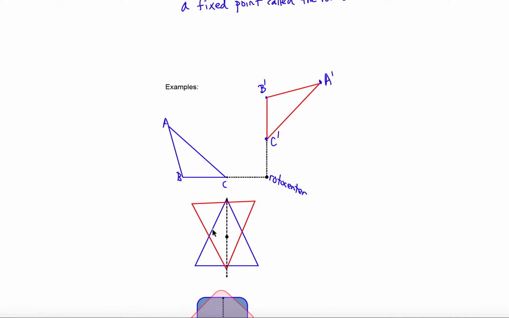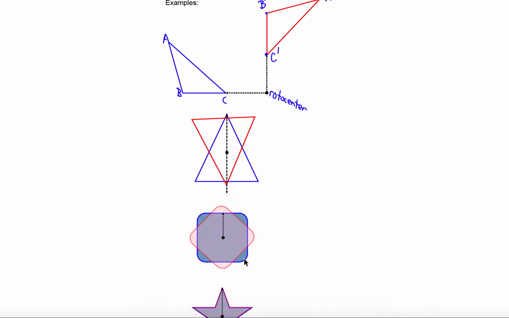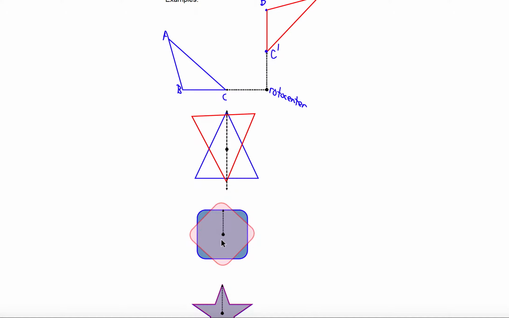You can also have the rotocenter in the center, or in the object. So let's say it was here, and I rotated about that point. I kind of thought of putting my finger down and rotating that triangle, and it might end up looking like this, depending on how many degrees you rotate it. Here's another object. Again, my rotocenter's in it. It looks like I rotated it 90 degrees clockwise.